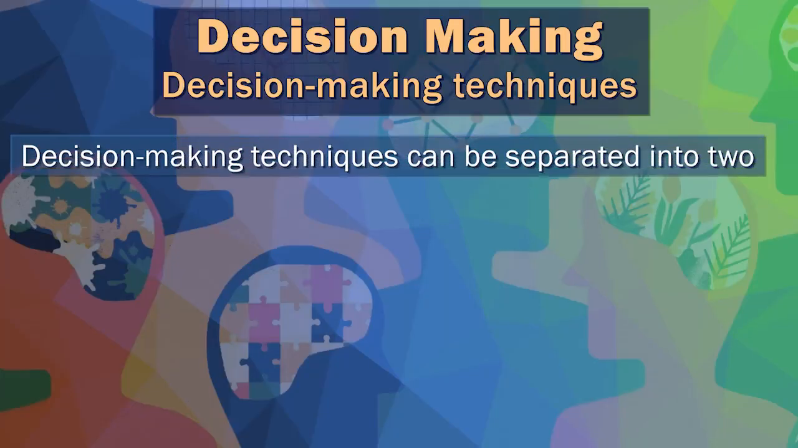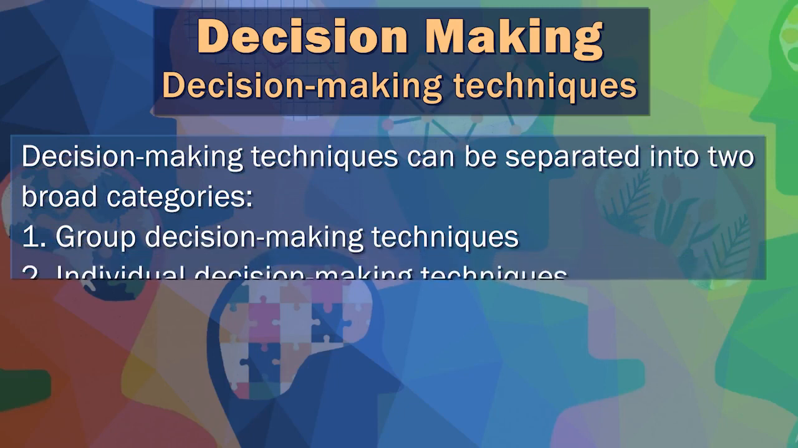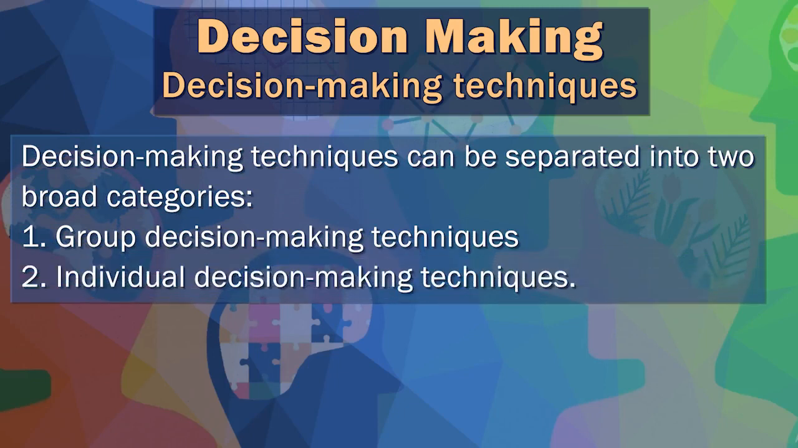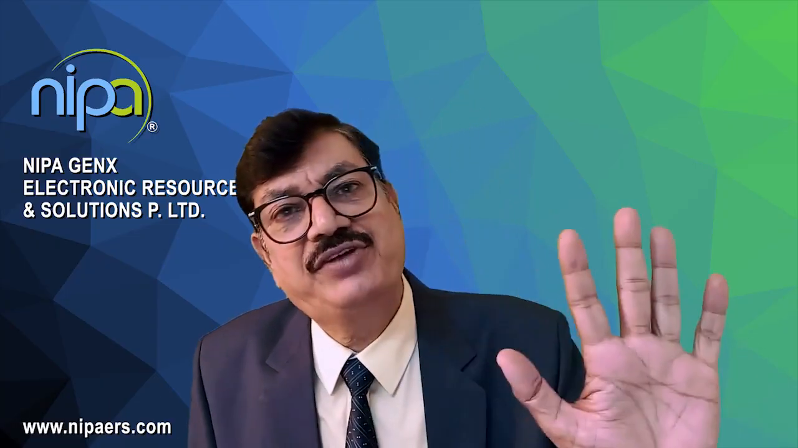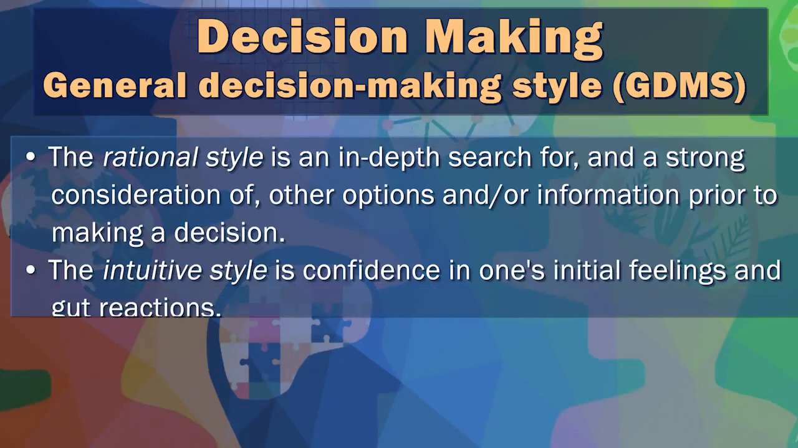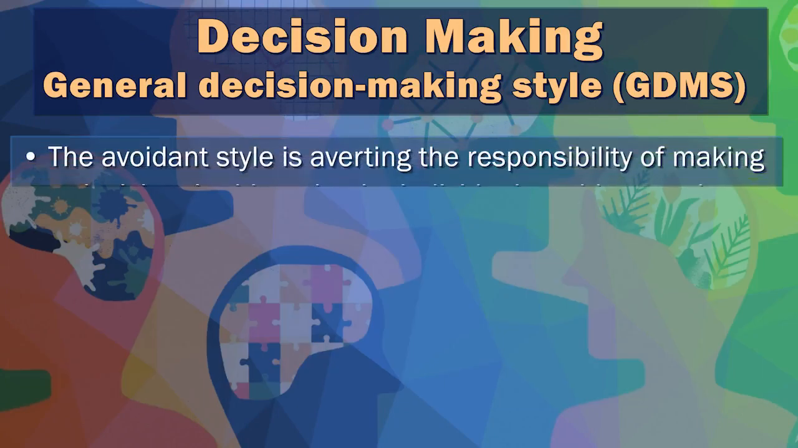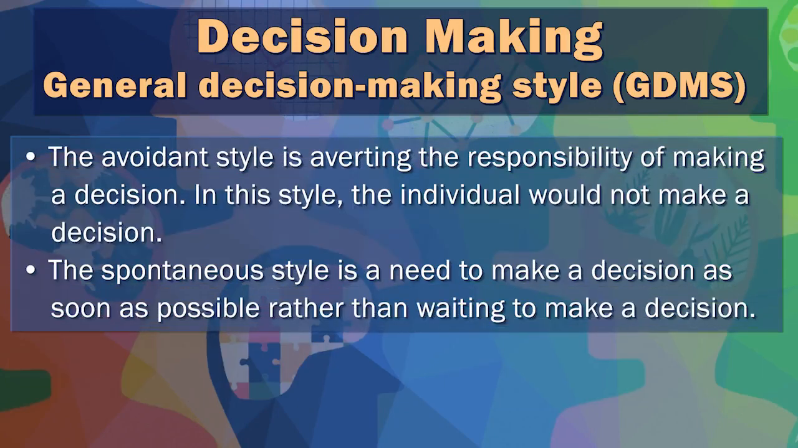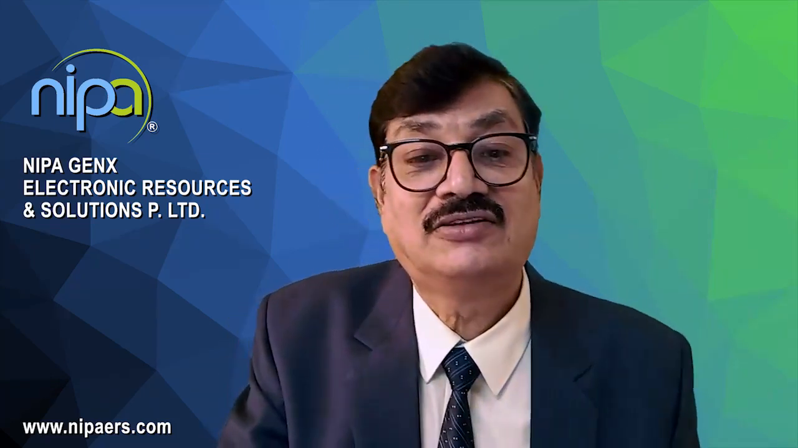When it comes to decision making techniques, we can divide them into two different categories. One is group decision making technique and the other is individual decision making technique. When coming to general decision making styles, we have 5 styles. First is the rational style, the second is the intuitive style, the third is the dependent style, the fourth is avoidant, and the last is spontaneous. So these are the 5 different styles of decision making.